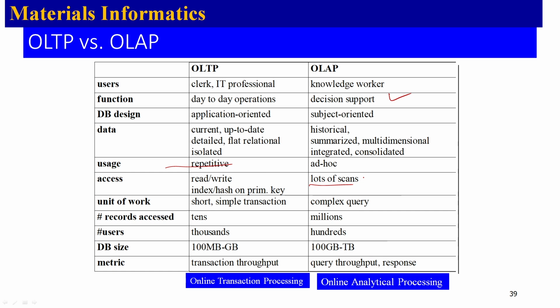How do you define the unit of work? The unit of work is short in the case of OLTP, with simple transactions, but OLAP will have very complex queries. That is why OLTP has thousands of users, and record access will be tens at a time, but OLAP will have hundreds of users and possibly millions of record accesses. And that is why it will require terabytes of data, whereas OLTP requires only hundreds of megabytes to gigabytes of data. The metric for OLTP is transaction throughput, and here the metric should be query throughput or response time. These two are the major ways by which the data can be accessed in warehouses.